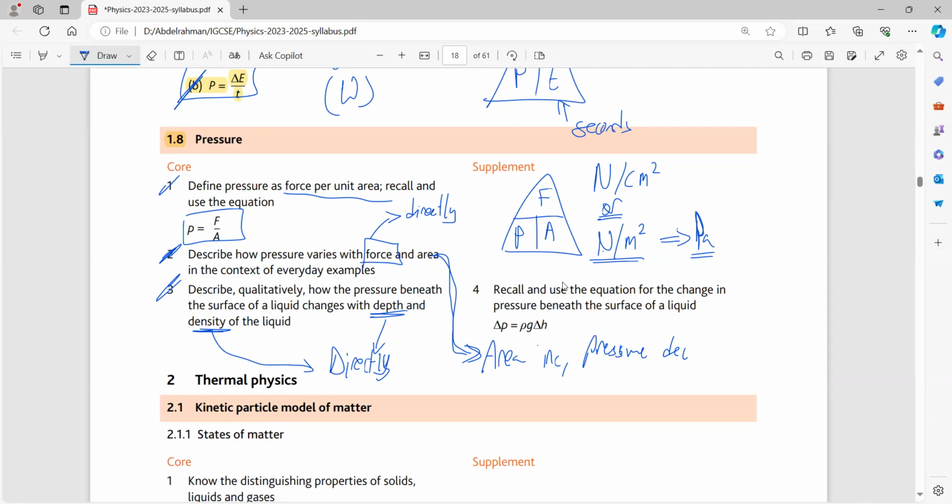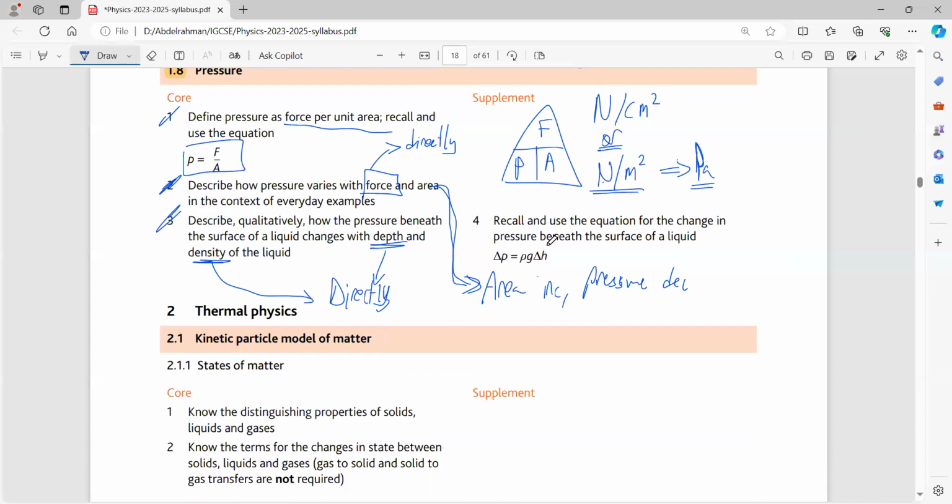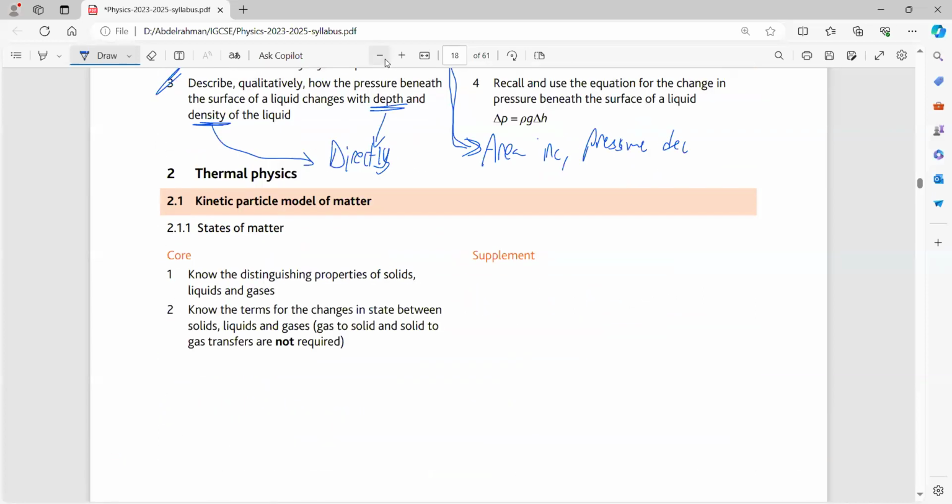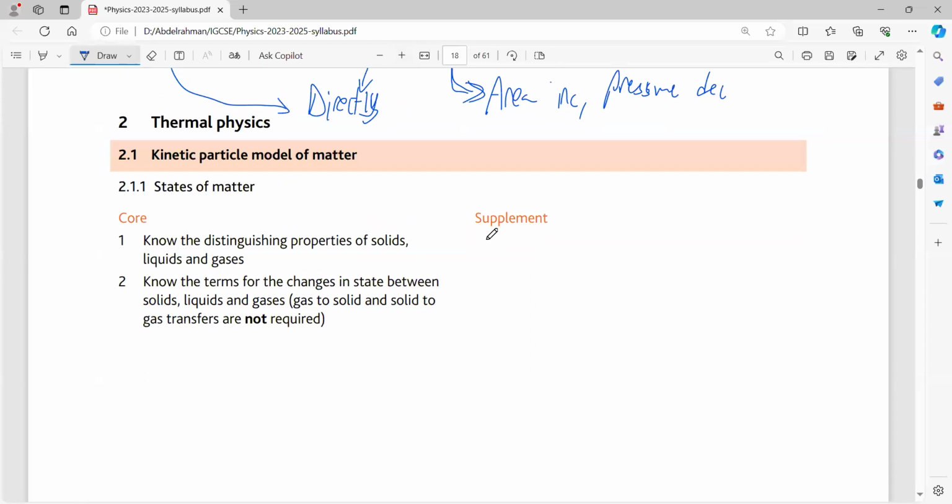You're not required to know this equation, which is written on the right-hand side. This is a supplement. For your studies, you're required to know that the pressure increases with the depth and with the density, and that's all. Okay, moving on to unit 2, states of matter.